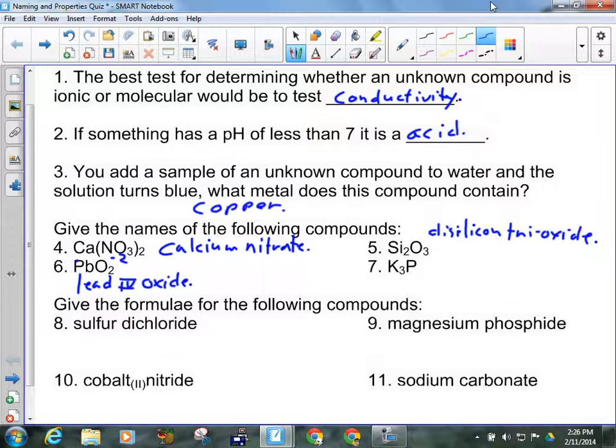Okay, number 7, we've got potassium and phosphorus, an ionic compound, so this is simply potassium phosphide. Questions on those 4? Okay.